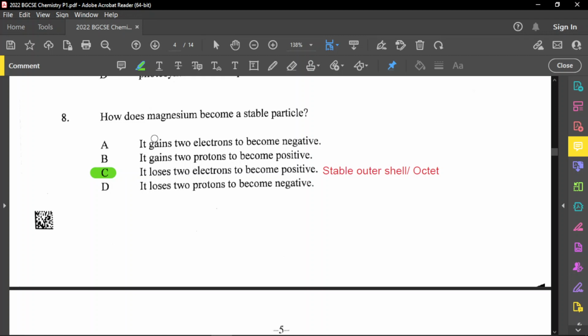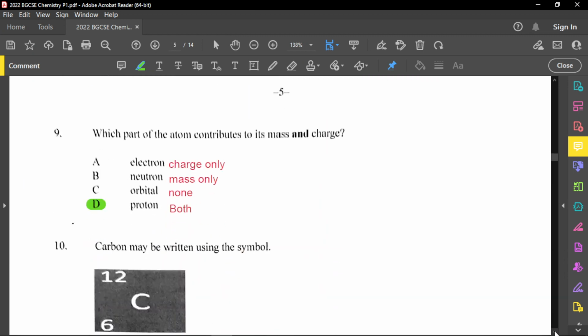And so magnesium loses 2 electrons and becomes positively charged, and so the outer shell has 8 electrons, which represents a stable shell, or what they call an octet. All right, so once an octet is reached, then we say that the element represents a stable form of an atom.